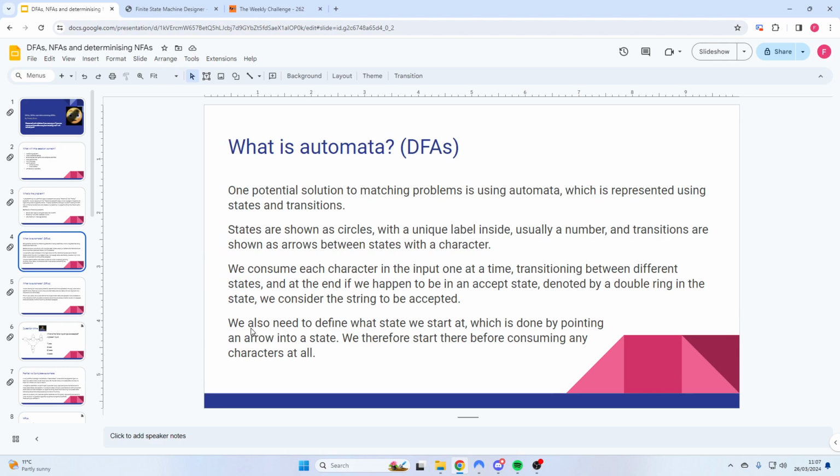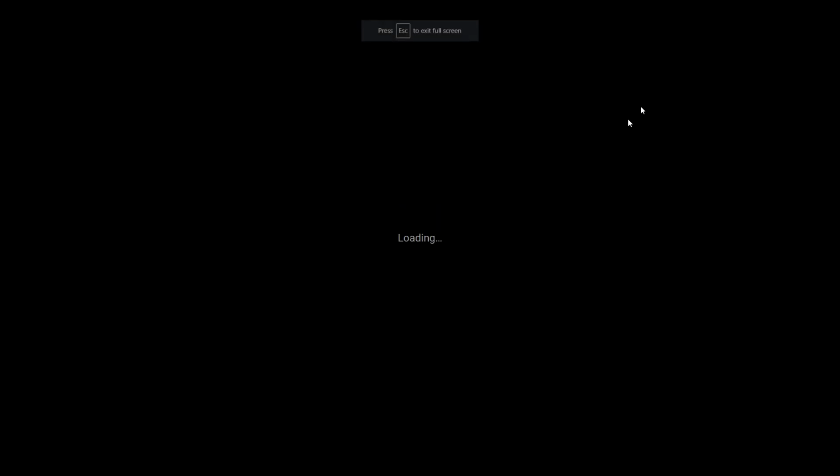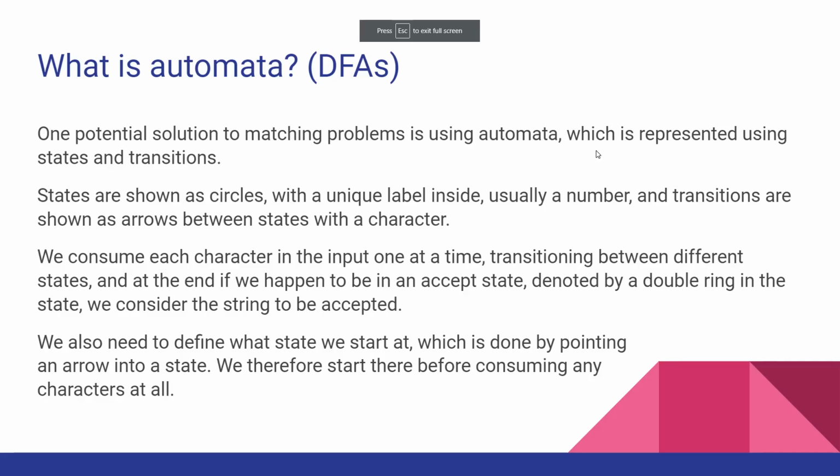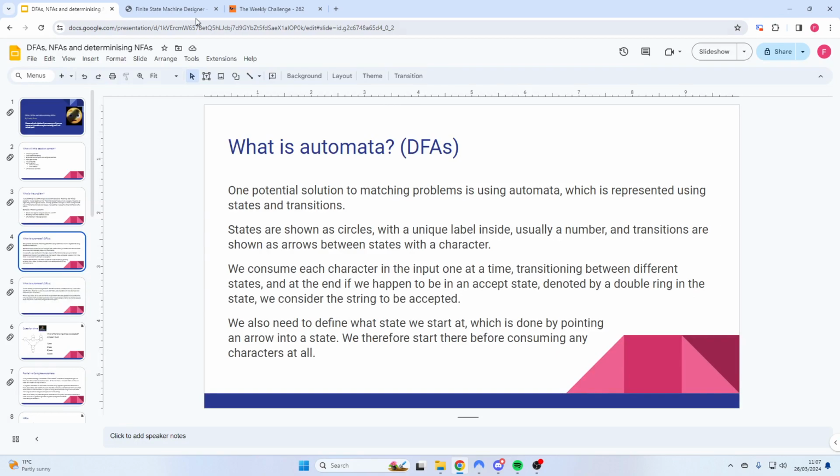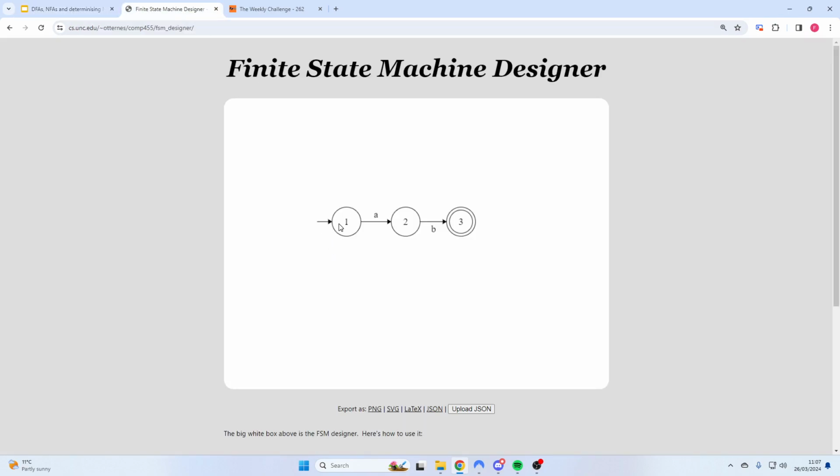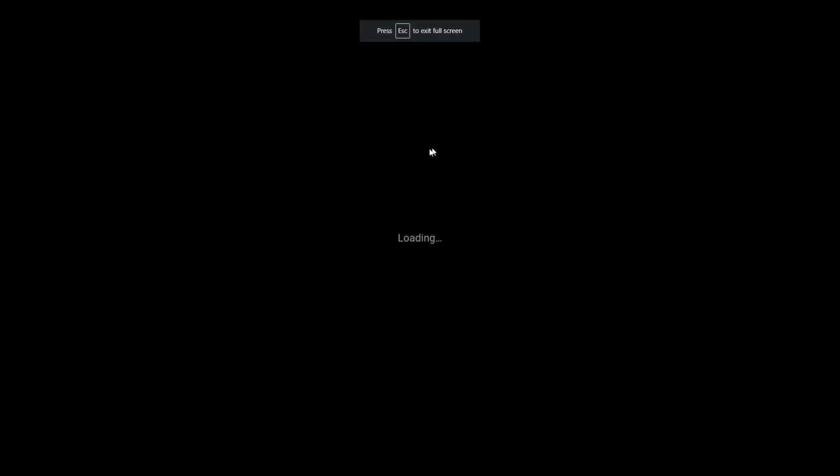So one other thing we need to do is define what state we start at. In DFAs, there's only one, and this is done by pointing an arrow into a state, and that's where we start before we even consume any characters. So it's important to define we start here. Now our string AB, before we've even consumed A or B, we're in 1. As soon as we consume A, we move to 2. As soon as we consume B, we move to 3. I think I talk about a bit more on this on the next slide.